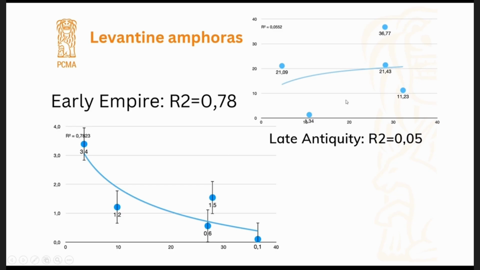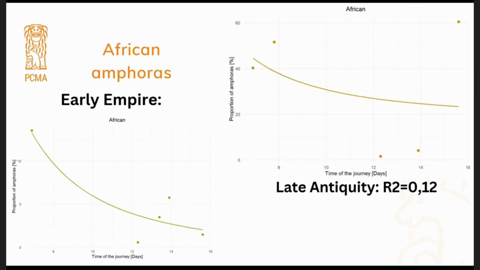In late antiquity, no correlation again. Here is the proportion of Levantine amphoras in Cyprus, here in Ephesus, here is Rome, Adriatic Italy, and Gaul. So they are even more numerous in the western part of the empire than in the eastern, where they should be more common, assuming that the market ruled the amphora distribution. We can see a similar thing here.